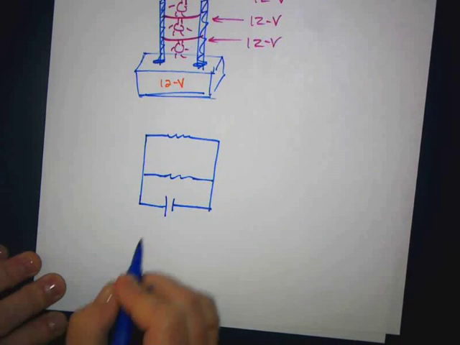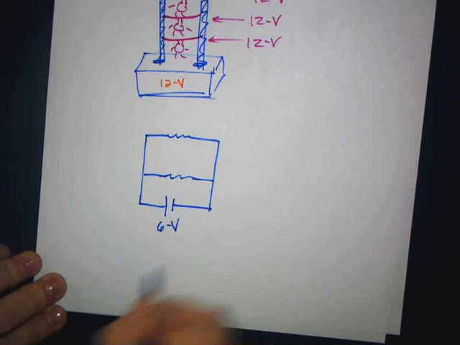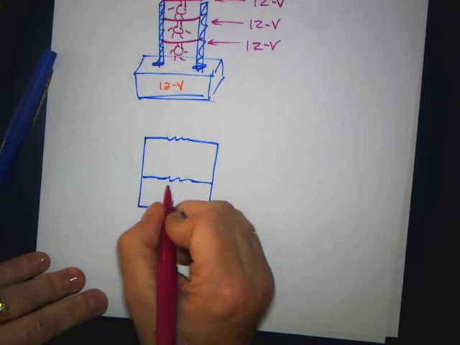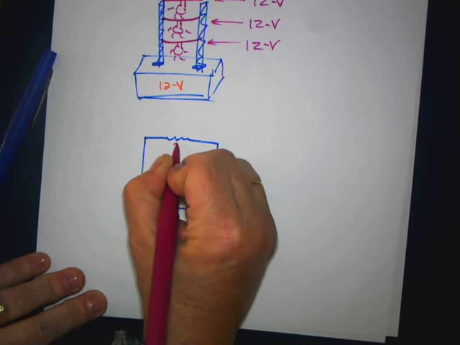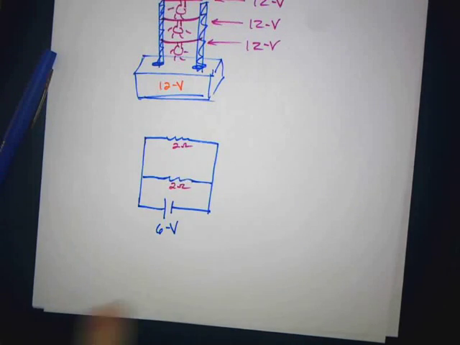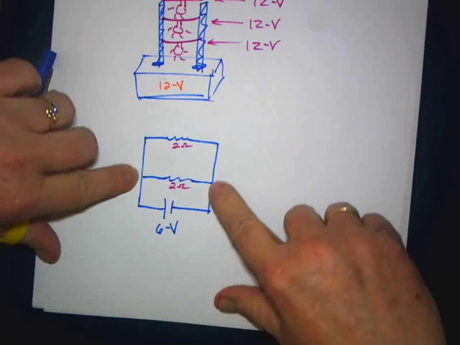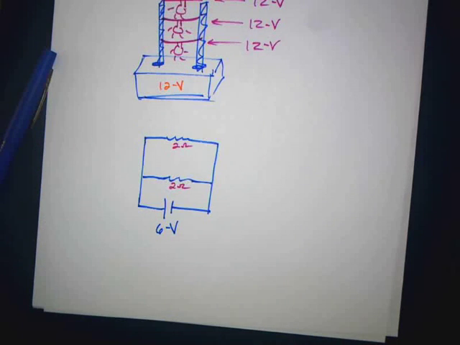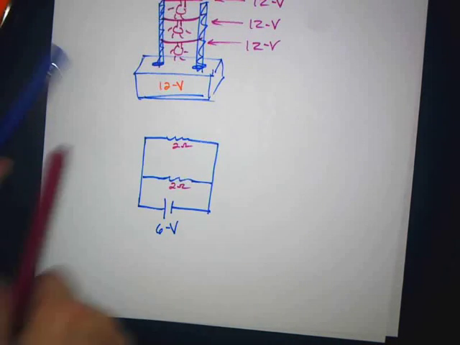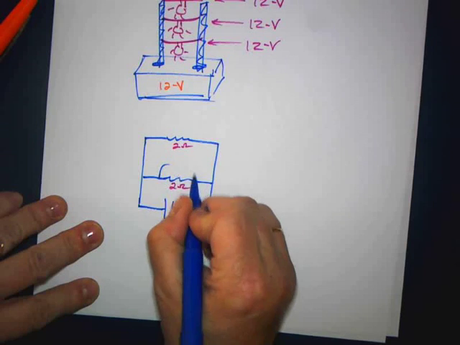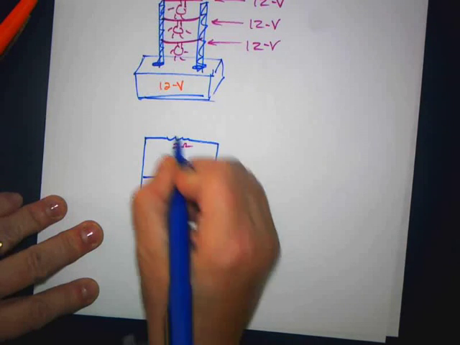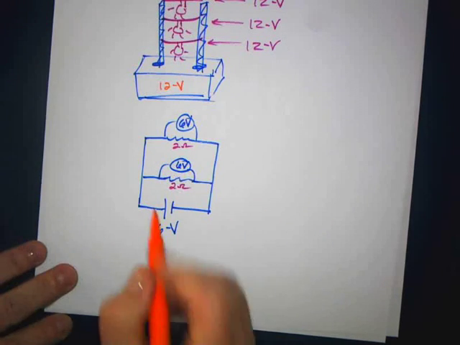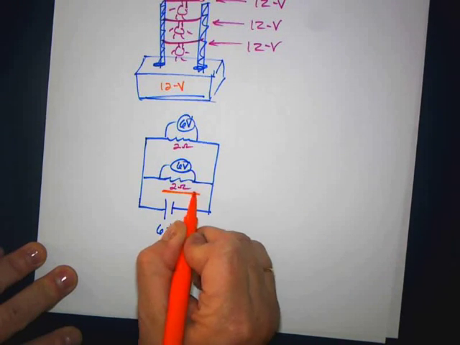So these are resistors instead of light bulbs. You get the analogy here? Very similar. And let's say this is a 6-volt battery, okay? And I'm going to make this a 2-ohm resistor and this a 2-ohm resistor. Got it? So if I have 6 volts on these parallel pathways, 6 volts is dropped here, so I'm going to drop my voltage. 6 volts here, 6 volts here, right?